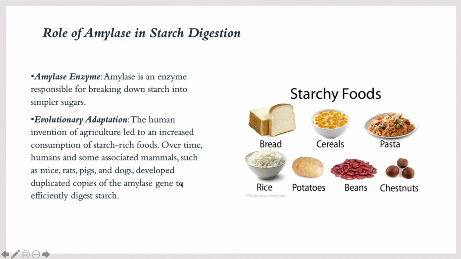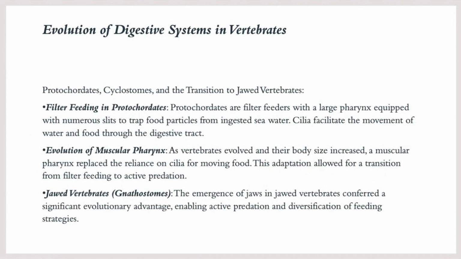So other animals, not just mammals, eat starch too, so dogs, rats, pigs, mice, and they all develop this amylase enzyme as a result of this. Okay, so the evolution of the digestive system in vertebrates now. This is the second part, and this was when I was talking about the phylogeny.